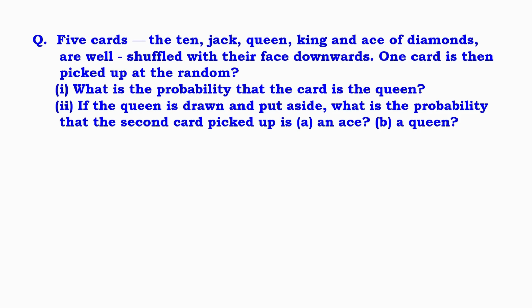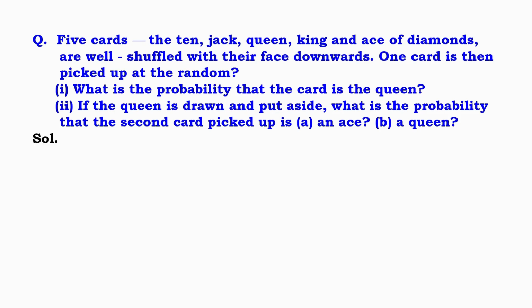Next part is, if the Queen is drawn and put aside, what is the probability that the second card picked up is an Ace? And part B is a Queen.